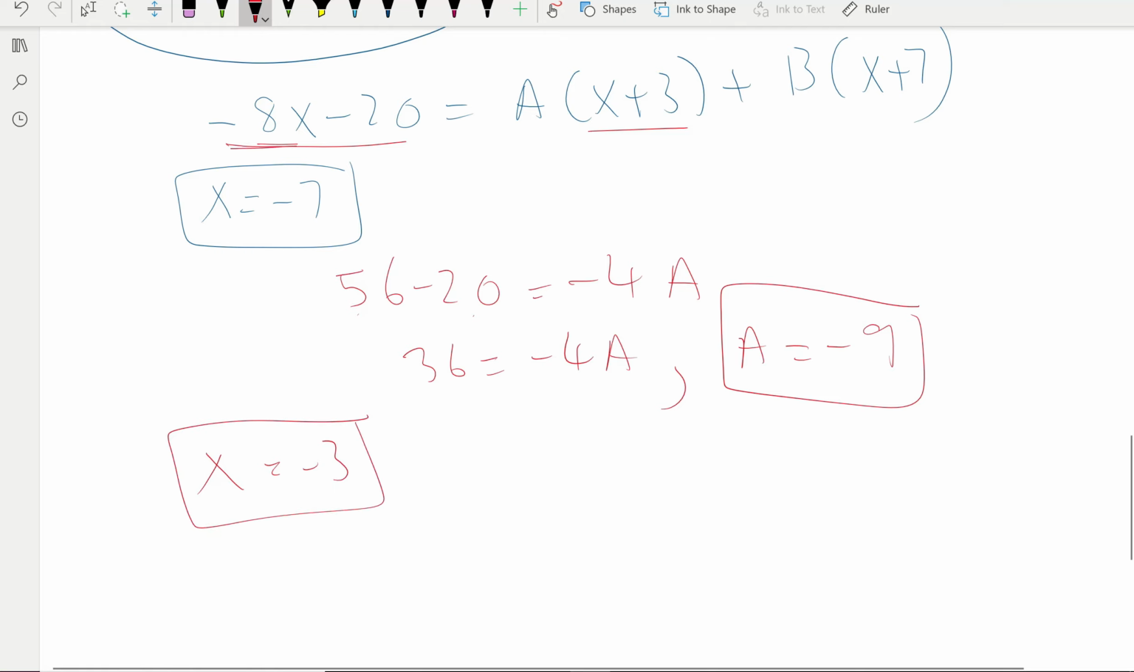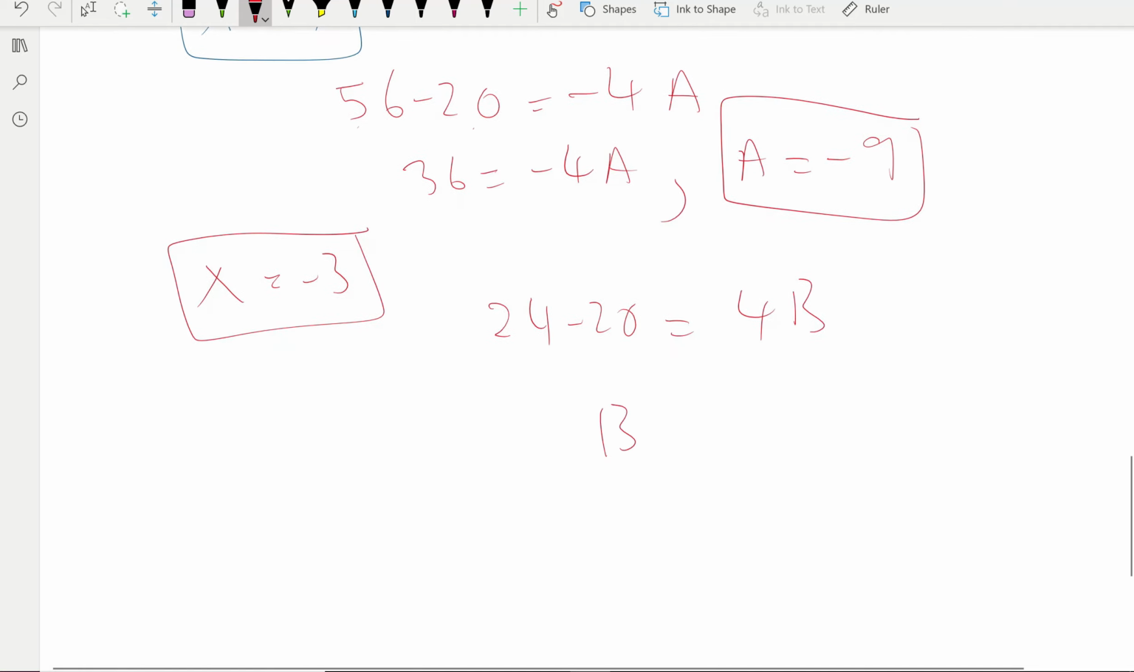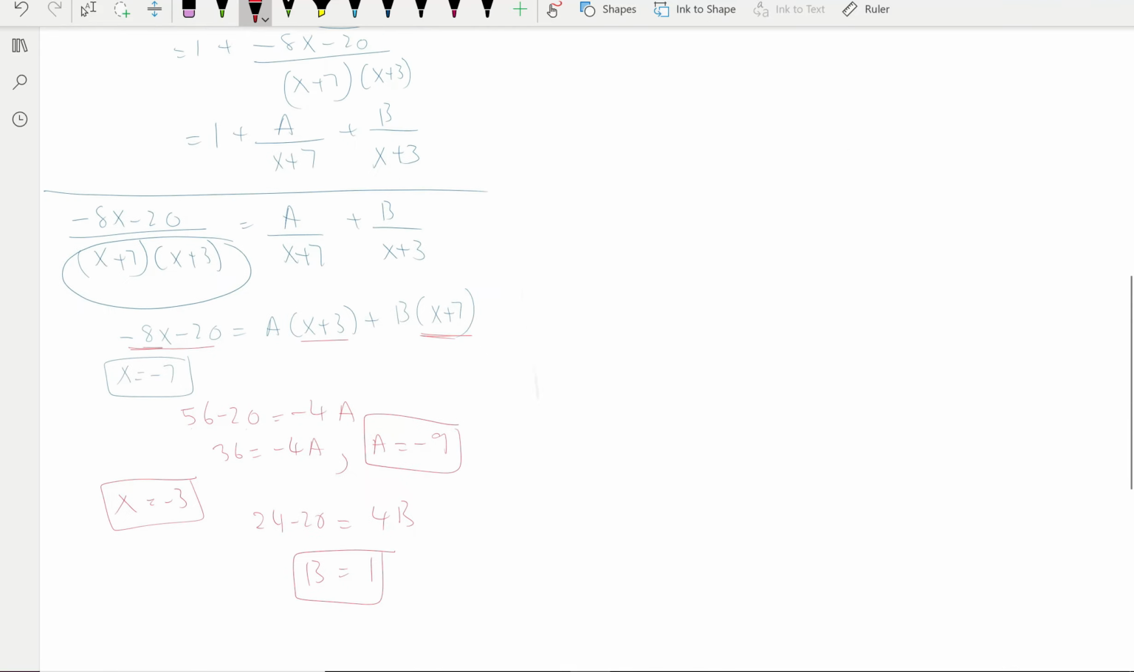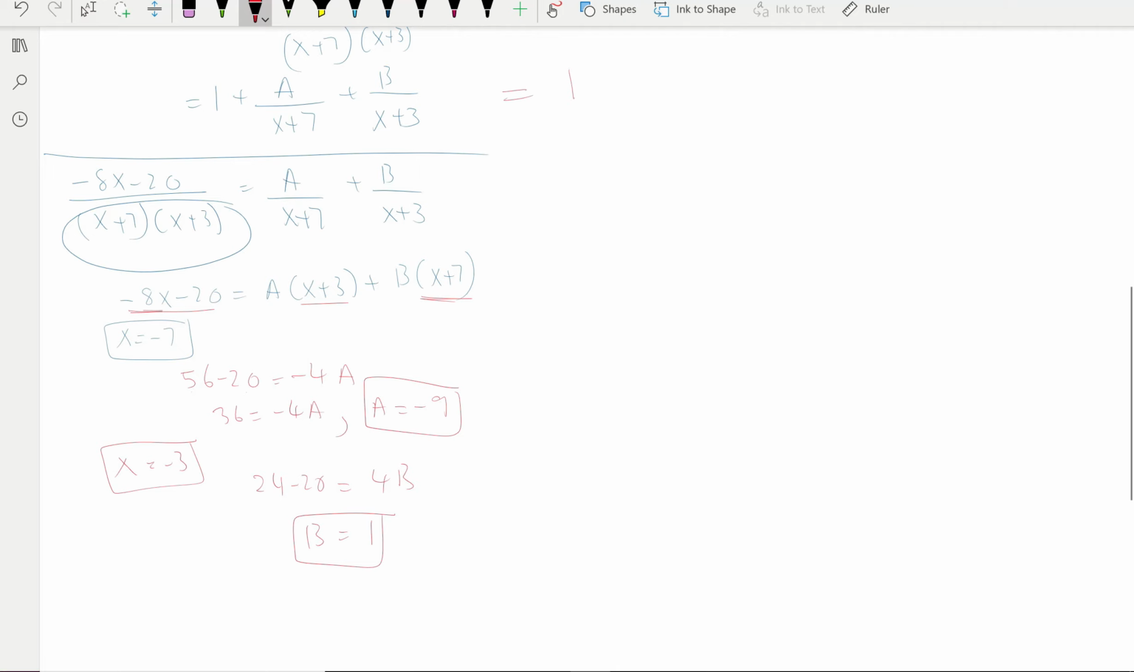Alright, to find b, we can use the magic number negative 3. So negative 3 times negative 8 is 24. 24 minus 20 is 4, and negative 3 plus 7 is 4. So b seems to be 1, right? Okay, perfect. We got the constants. Then the full decomposition is 1 plus negative 9, so we can get rid of that plus, negative 9 over x plus 7, b is 1 over x plus 3. Here we go. This is the full decomposition for the second problem.